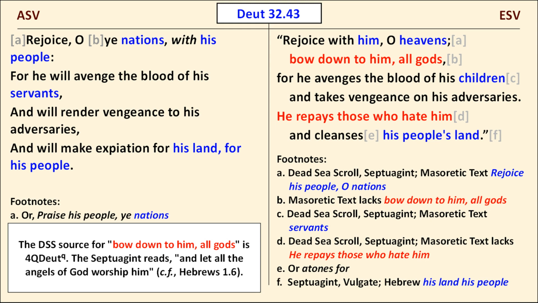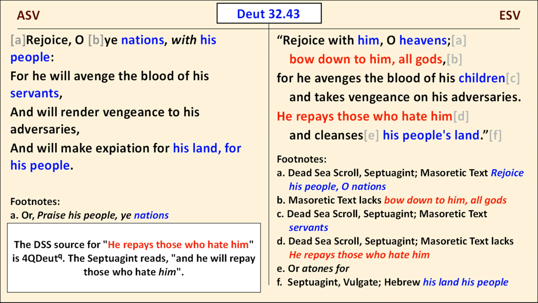It's interesting to see how similar the Dead Sea Scroll reading is to the Septuagint, which has, and let all the angels of God worship him. The author of the book of Hebrews quotes the Septuagint's reading in Hebrews 1:6. The words, he repays those who hate him, are from the same scroll. Again, they back up the Septuagint.